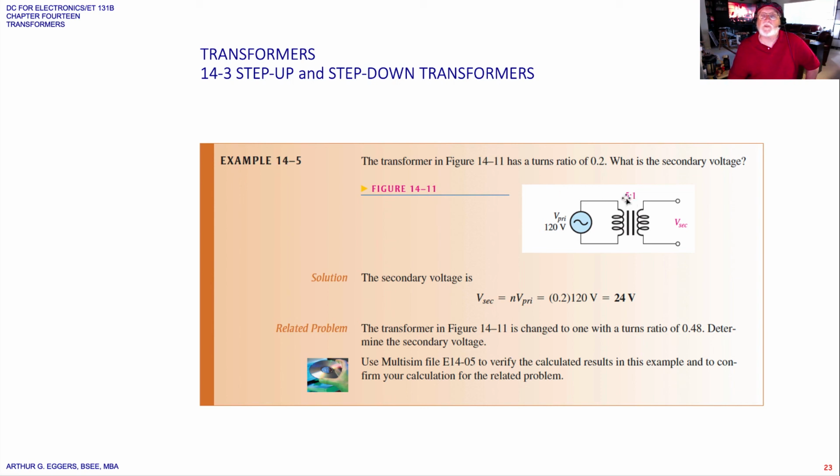In this case, we've got a 5 to 1, same input voltage. Okay, the transformer has a turns ratio of 2/10. What's the secondary voltage? The secondary voltage then is 2/10 times 120, which gives us 24 volts. So now we have a step down transformer.